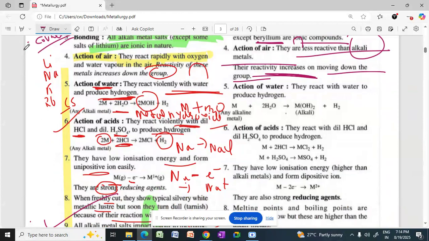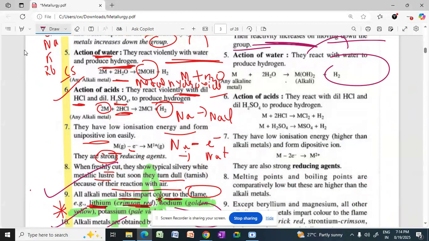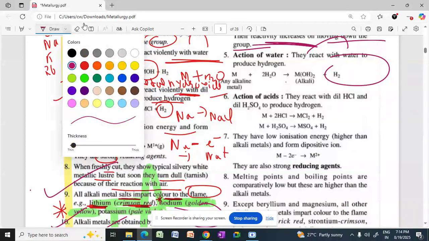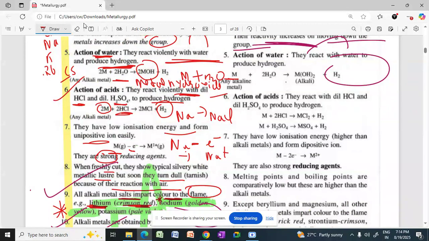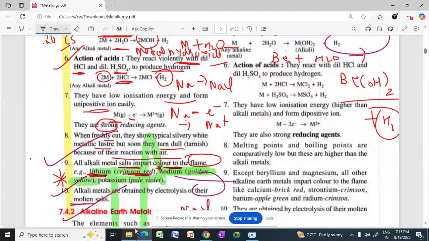Next, action of water. They react with water, and hydrogen gas is produced, same as in the case of alkali metals. For example, beryllium is an alkaline earth metal. Beryllium plus H2O will form beryllium hydroxide, Be(OH)2, plus hydrogen gas evolved here. Clear?